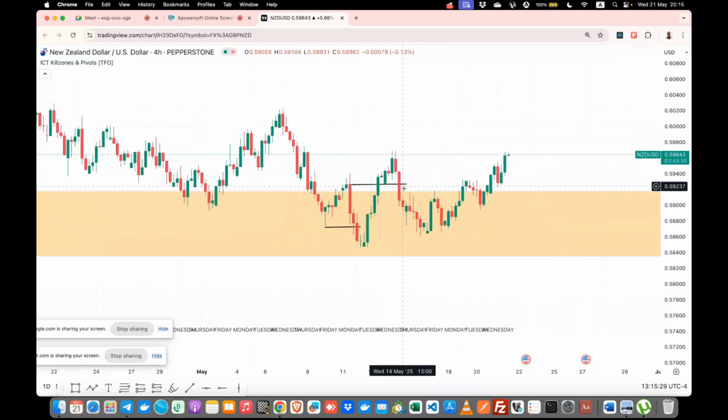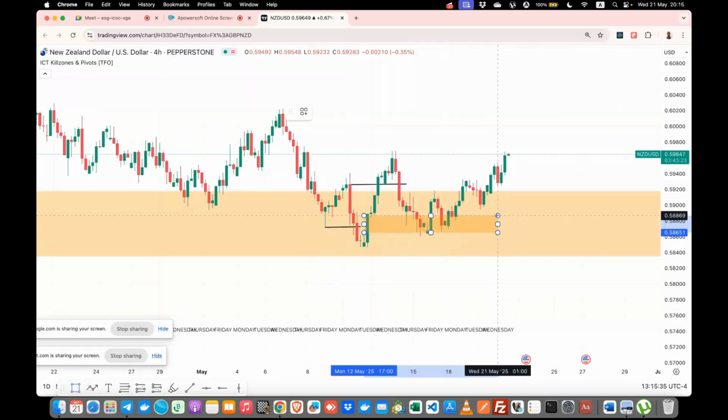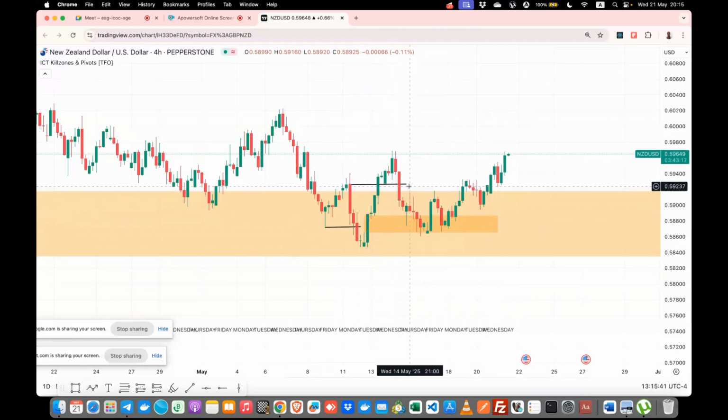So in this case here, price retraced to this fair value gap before finally going up. Change in state of delivery signals to you that a reversal is happening. So in this case, the reversal is here. Price tagged here, and then now we reverse.